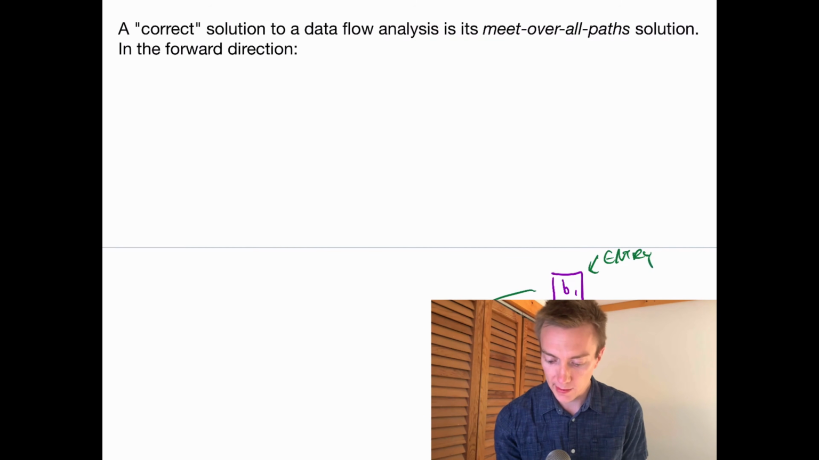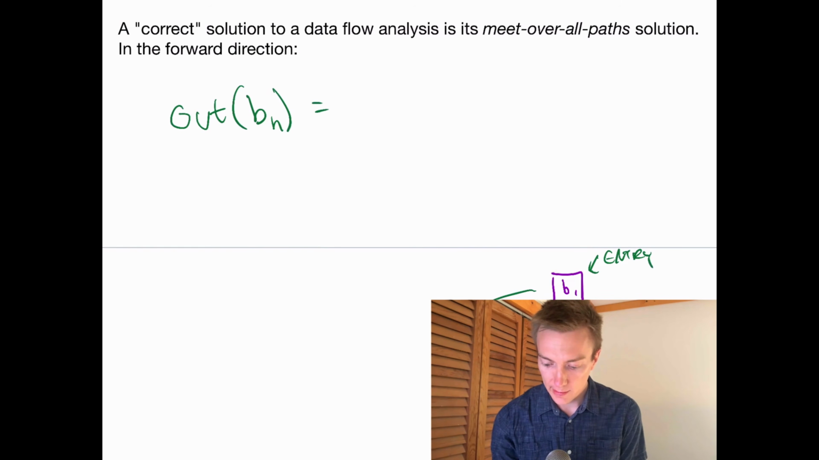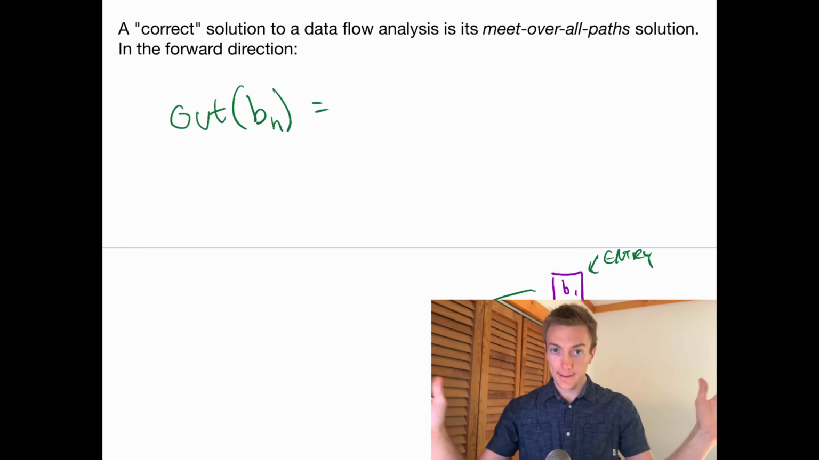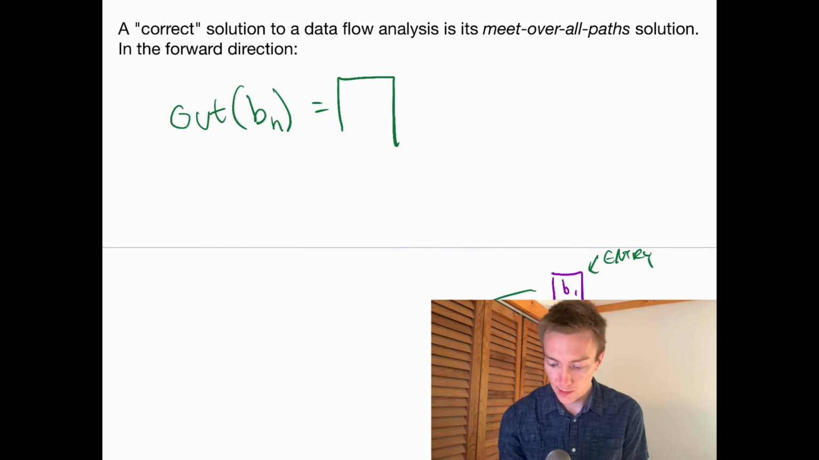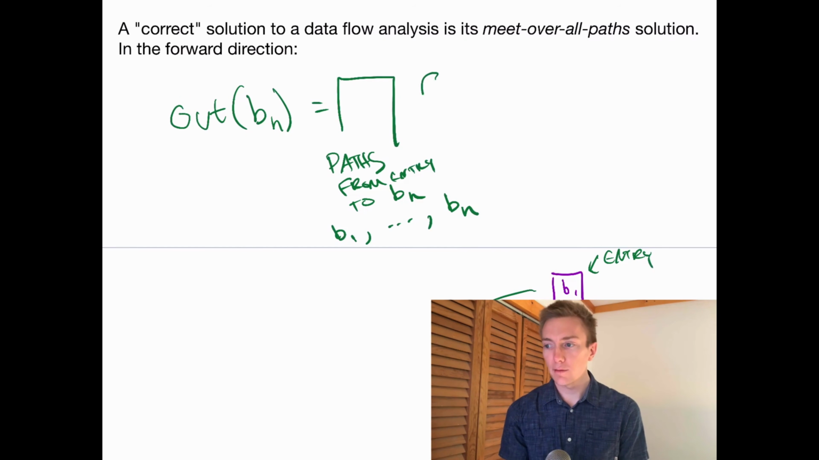So to write it out in symbols, for a given block, call it Bn, the out variable for that block is the big meet: take the merge function and apply it to all the paths from the entry block, call that B1, remember that's the entry block, and then a bunch of stuff in the middle, and eventually Bn. Then we will compute the value going across a given path.